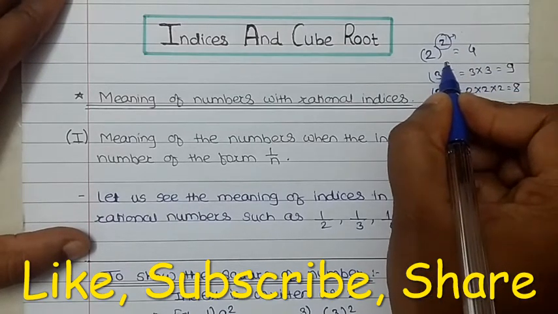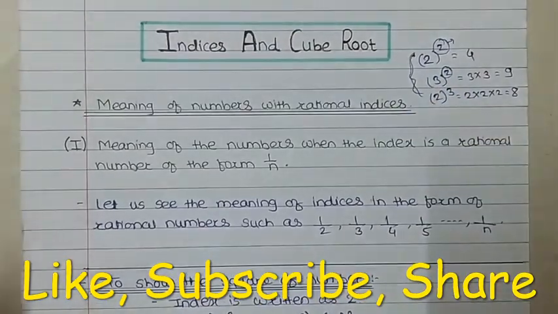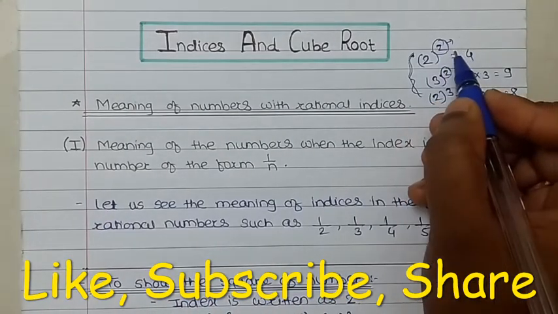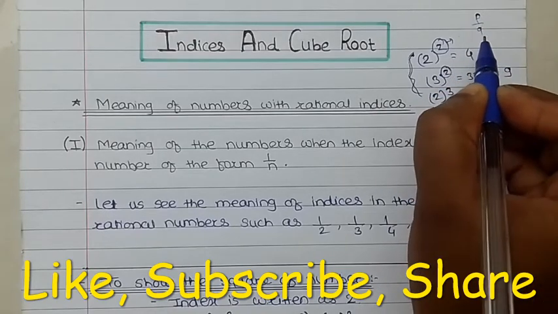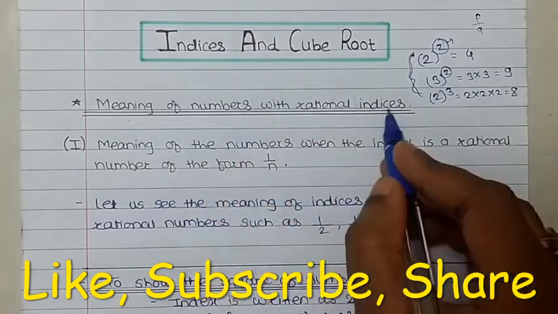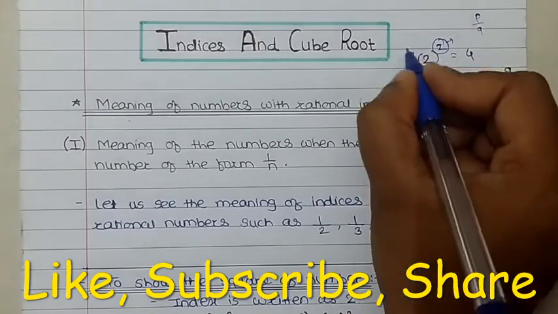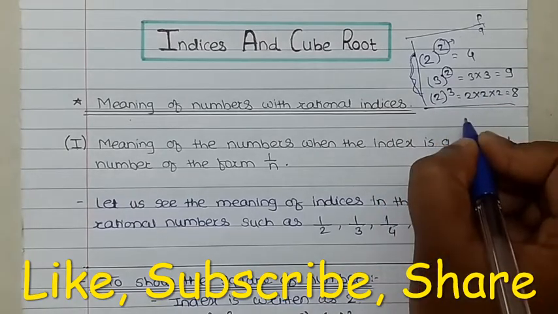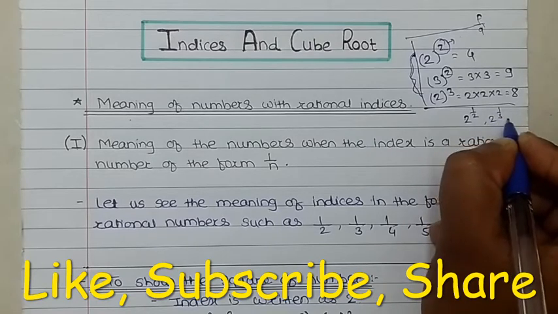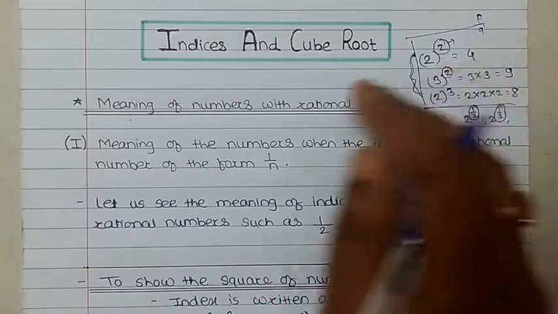So whatever the index, we have to discuss in these three examples. The index is what? The index is the number which is not a rational. Rational number means what? It is in the p upon q form. So our first point is what? We have to discuss here the index with the rational number. Rational index is in the rational form. That means when we talk about 2 raised to 1 upon 2, okay, 2 raised to 1 upon 3, this index is in the form of a rational number.